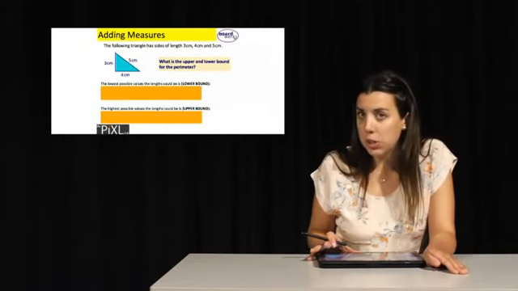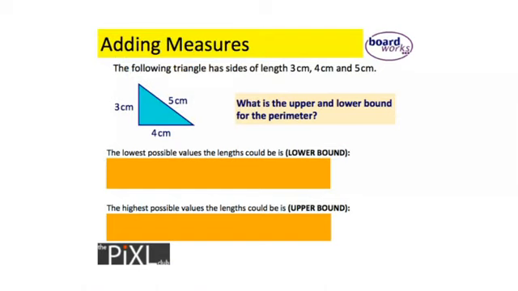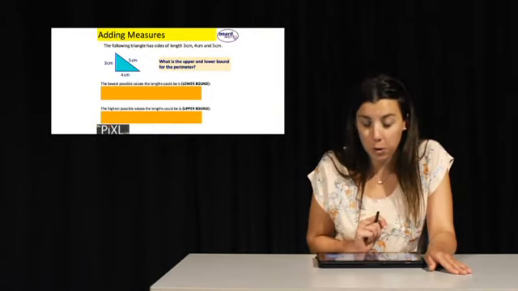So if we look at adding measures to start with, the following triangle has sides of length 3 centimetres, 4 centimetres and 5 centimetres. The question is, what is the upper and lower bound for the perimeter? I'm going to give you 2 minutes, off you go.